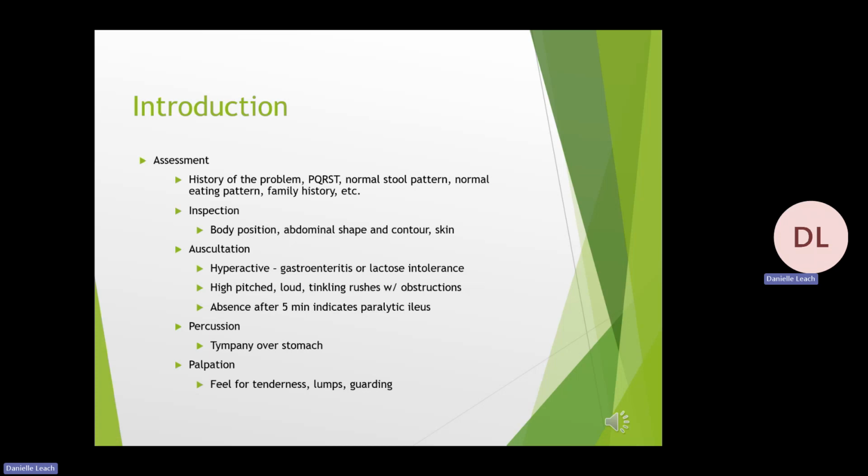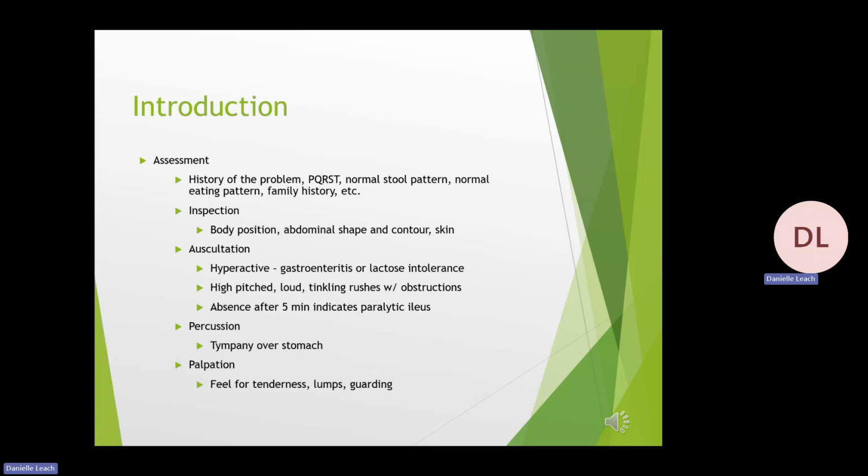Module 9 is over GI disorders. So first we're going to talk about assessment. First, for an assessment, we can ask questions. So what exactly is the problem? How long has it been going on? What are the specific symptoms? We can ask all of the PQRST type questions.